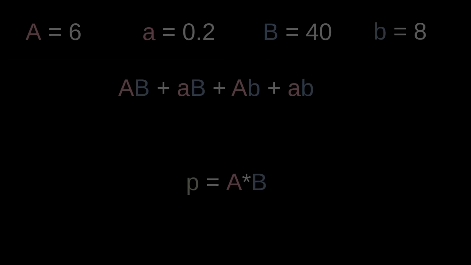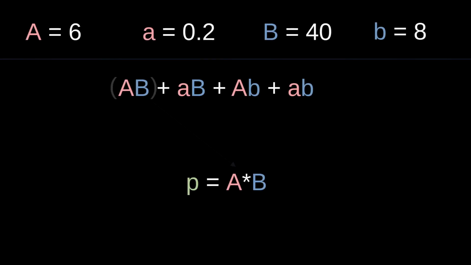The first step after we've split is to multiply the upper two halves. So we've got P, a temporary variable, equals capital A times capital B. And for us, that'll give us 6 times 40, which will give us 240 as P.